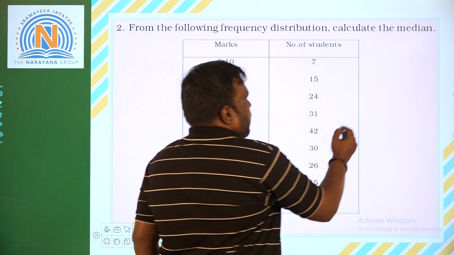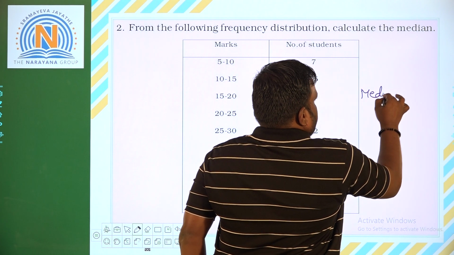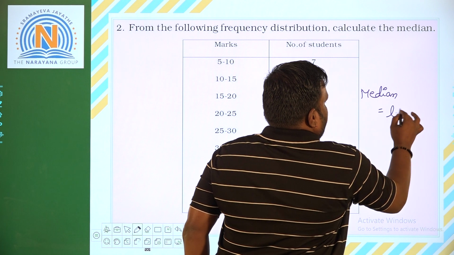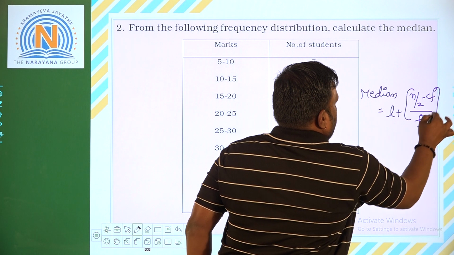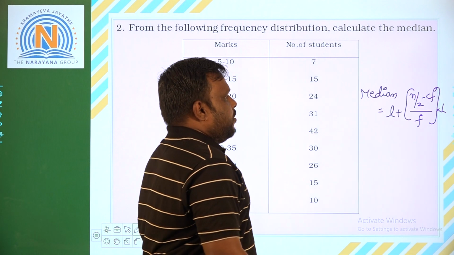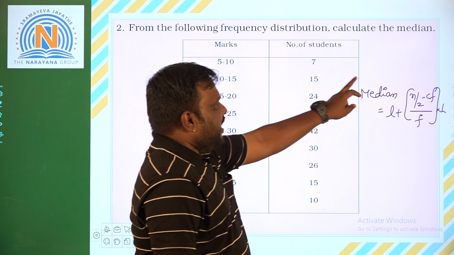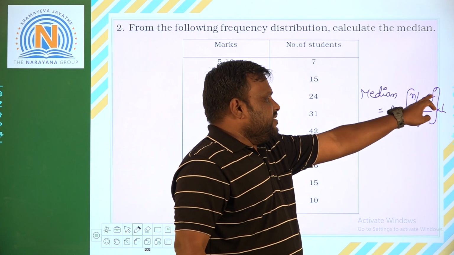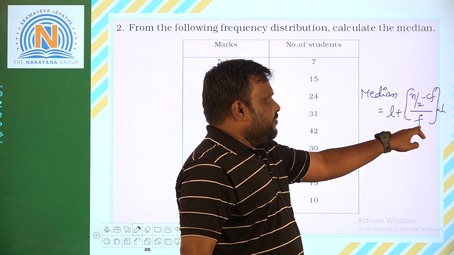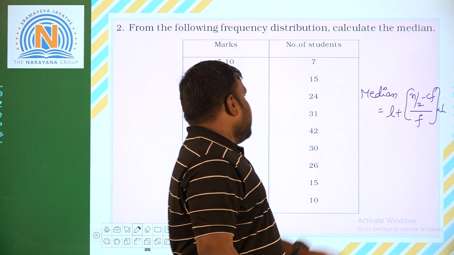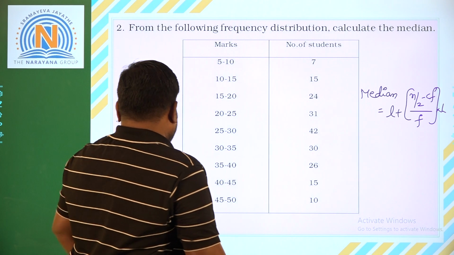Now we know the formula for calculating the median for grouped data, that is L plus n by 2 minus CF by f into h. This is the formula used, right? So what is L here? L is the lower boundary of the median class, n is the total frequency, CF is the cumulative frequency preceding the median class, f is the frequency of the median class, and h is the size of the class, right? So now let us look into this problem particularly.